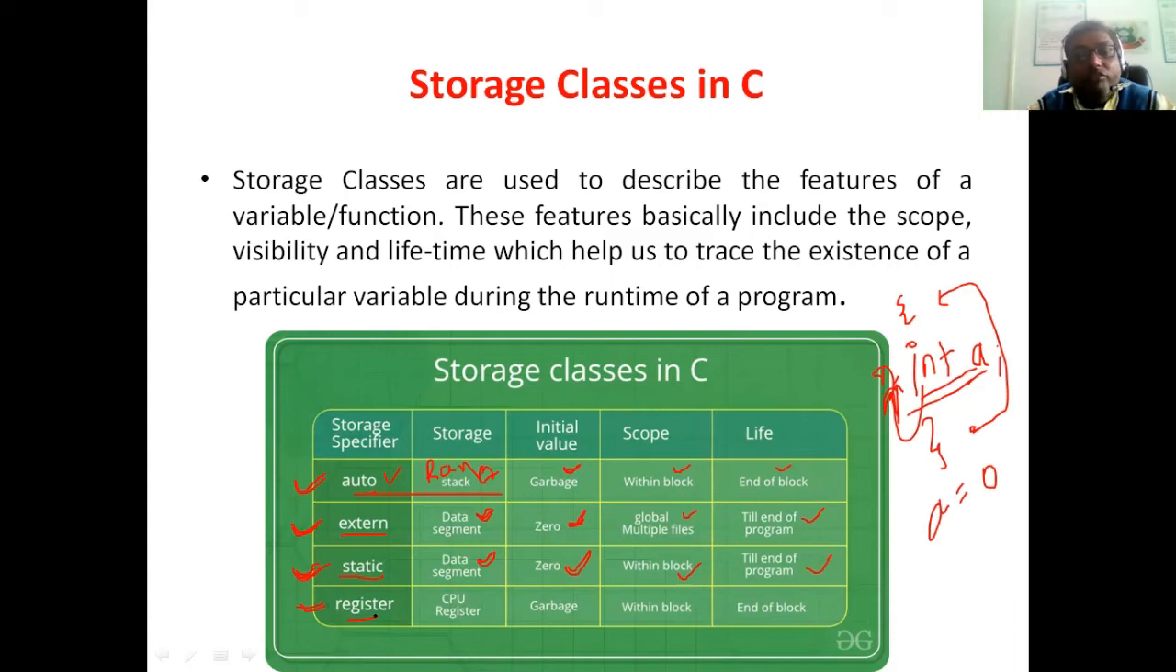Basically, CPU registers are used to execute instructions only, not for data storage. But why do we use the register storage class? If there is a need to speed up the program execution, for that purpose we use the register storage class. Normally, your data is stored in the RAM memory. Whenever you execute your program with the help of the CPU, it will fetch the data from the RAM, store it into the register, execute, and again send it back to the memory.